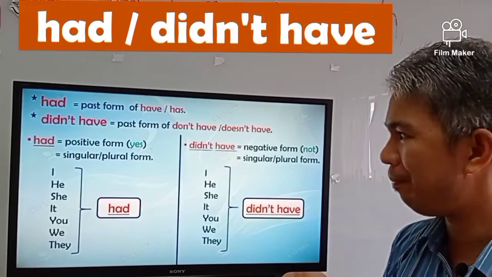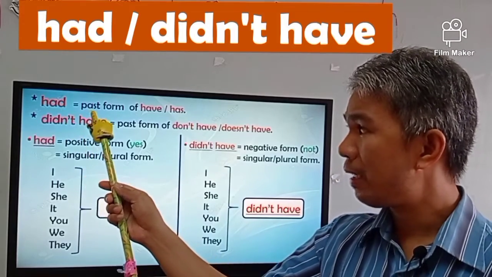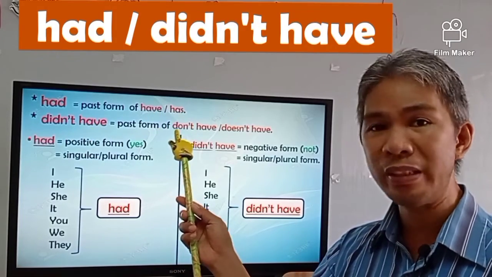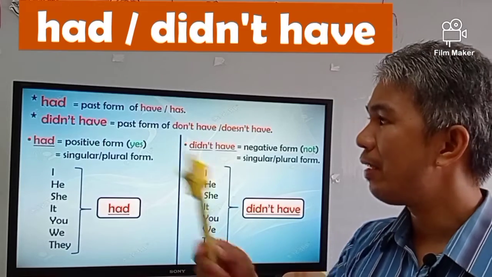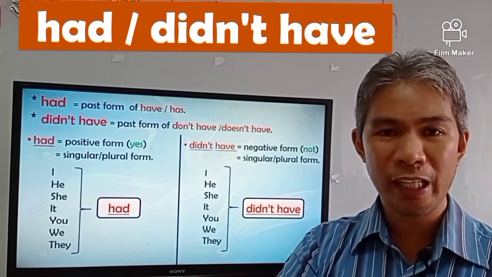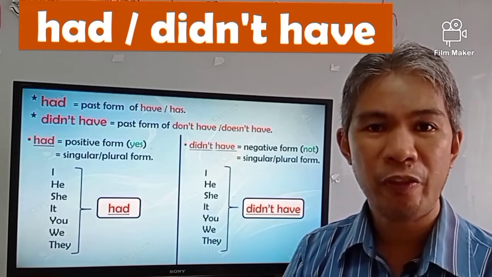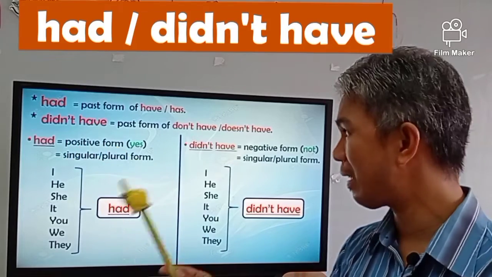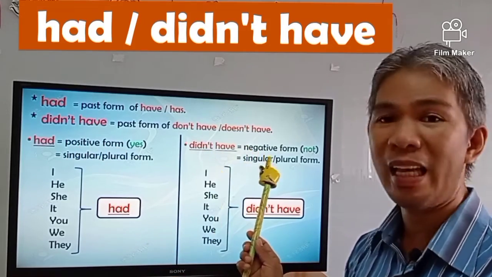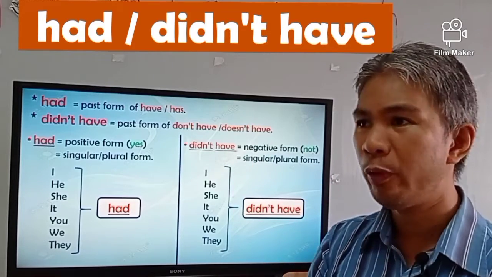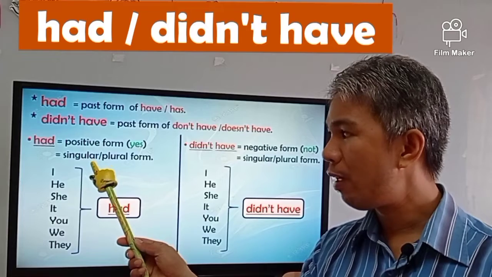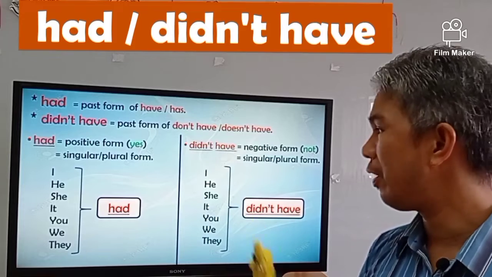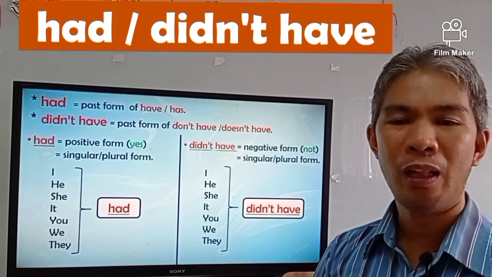Let's begin learning. So, had is the past form of have and has. Then didn't have is the past form of don't have and doesn't have. So had and didn't have are both in past form. It means it is finished already. Had is in positive form. It means yes. Then didn't have is in negative form. It means not. So you can use both in singular or plural form.